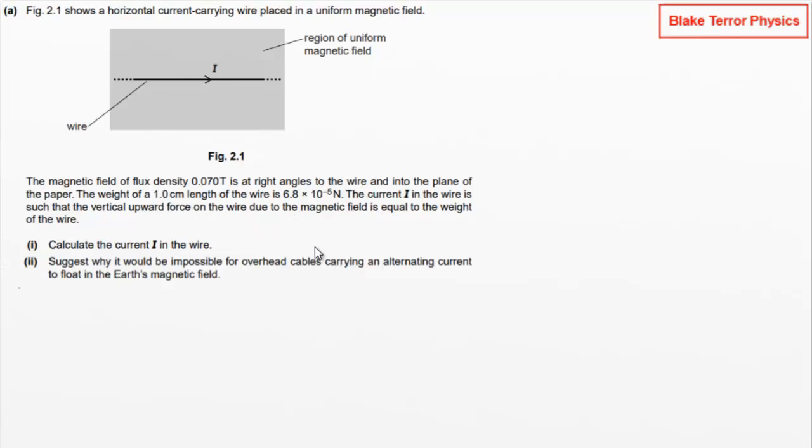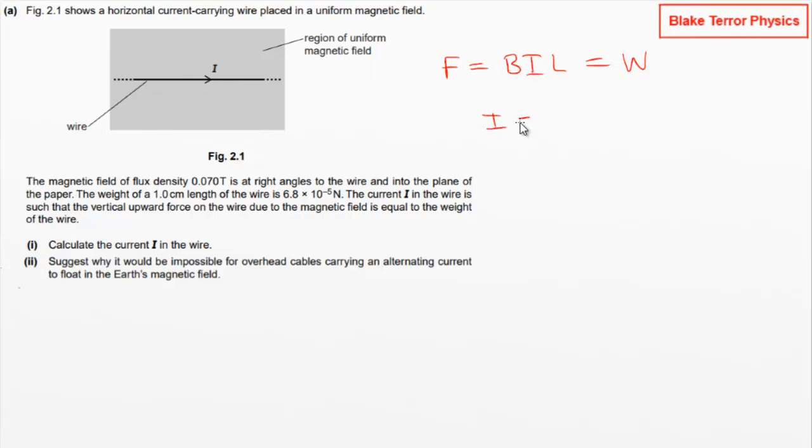Current I is such that the vertical upward force on the wire due to the magnetic field is equal to the weight of the wire. So calculate the current I in the wire. We know that our force on a current carrying wire in a magnetic field is F equals BIL. We don't have to worry about any angles because they've told us that the magnetic field is at right angles to the wire. That is equal to the weight, as they've told us in the question. And we need to calculate I.